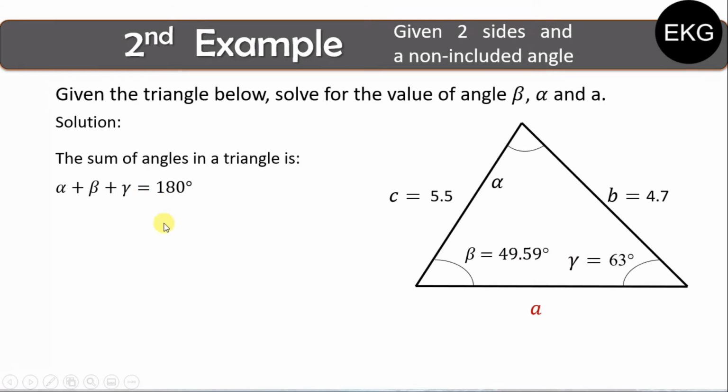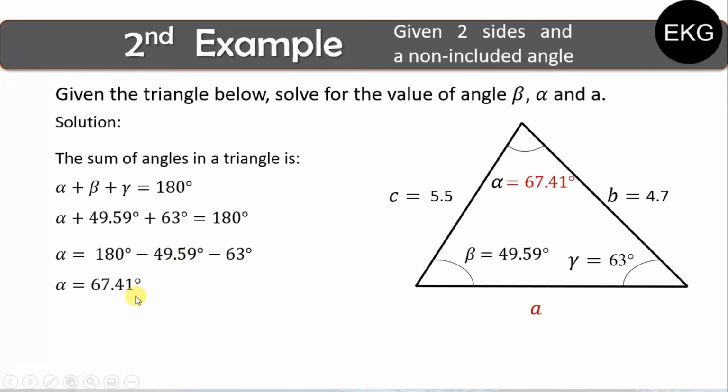Yung gamma is 63. Yan. Then, lipat natin sa kabila. Magiging negative. And we get the value of alpha, which is 67.41 degrees. Okay? Now, having solved the value of alpha, makukuha din natin tong value ng side A.